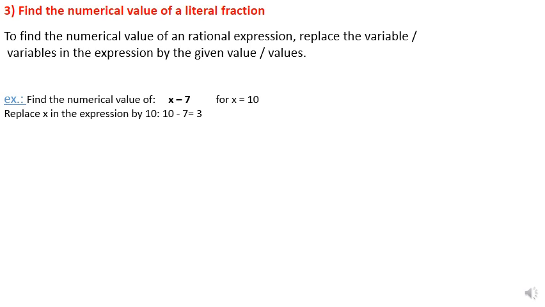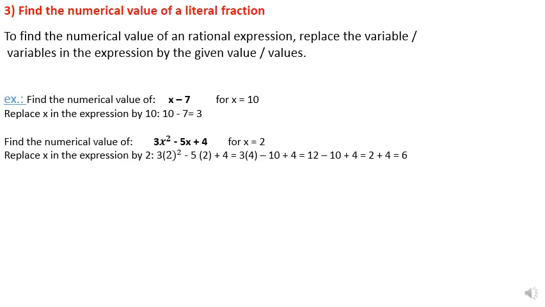It might be changed. I might give you every time a different value for x, and I ask you to calculate. Now 3x squared minus 5x plus 4, I'm going to replace every time I see the x by 2. So 3 times (2), don't forget the parentheses because you have to square x, okay? So the final answer is 6. It's only calculation as long as you know how to replace the values.